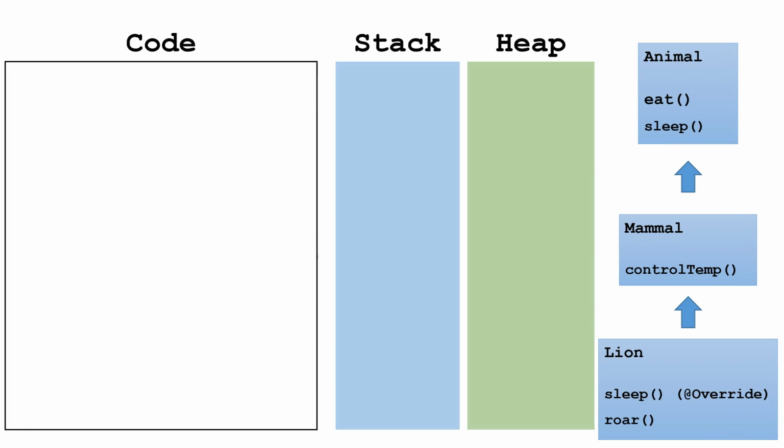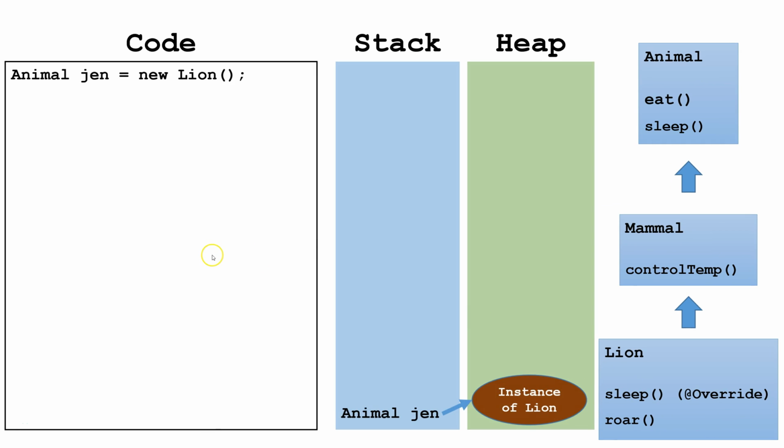Next, let's write some code. We'll start by declaring a reference variable, gen, of type animal, and setting it equal to a new instance of the lion class. The reference variable is placed on the stack, and the instance of lion is on the heap. This is called upcasting, and is done automatically by Java. We call it upcasting because the object lion is cast up to the animal reference variable.